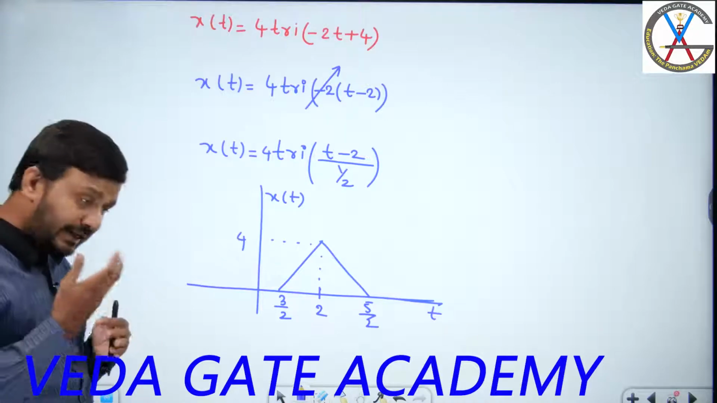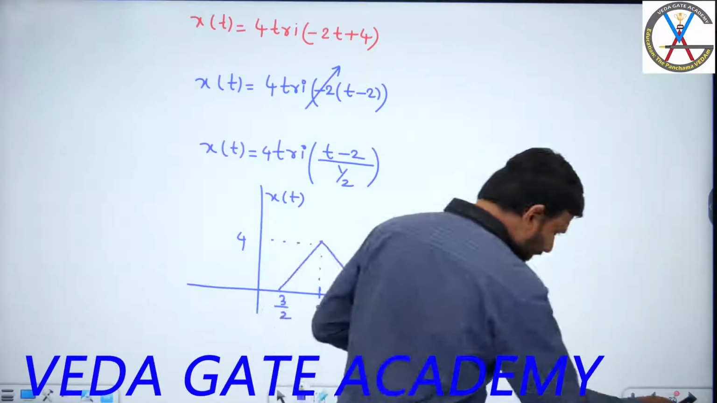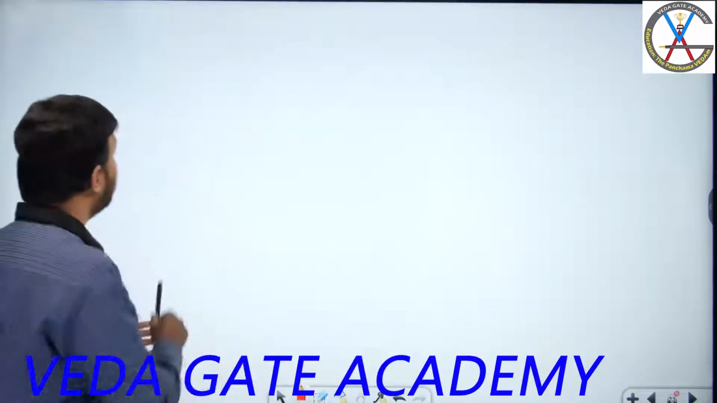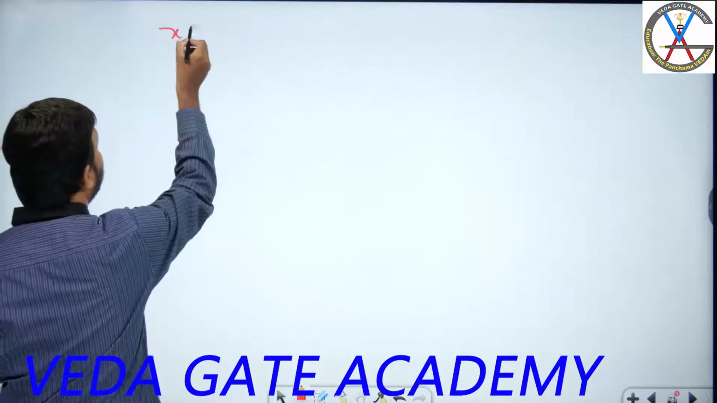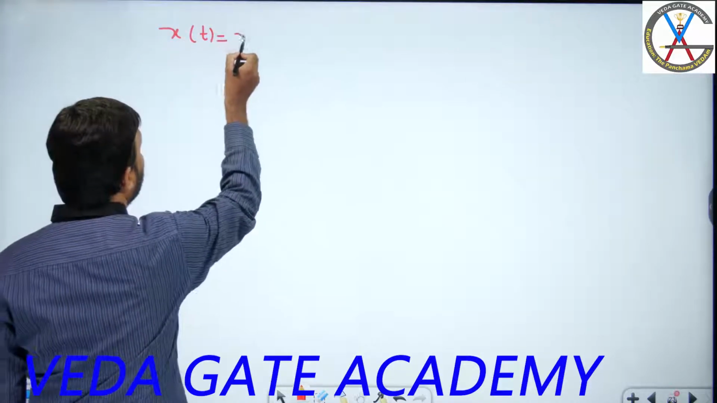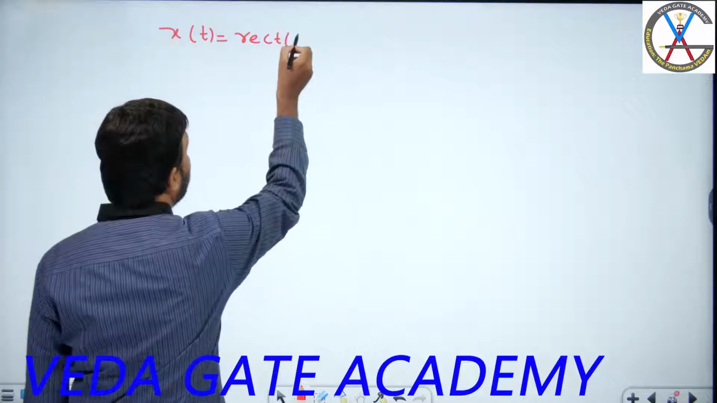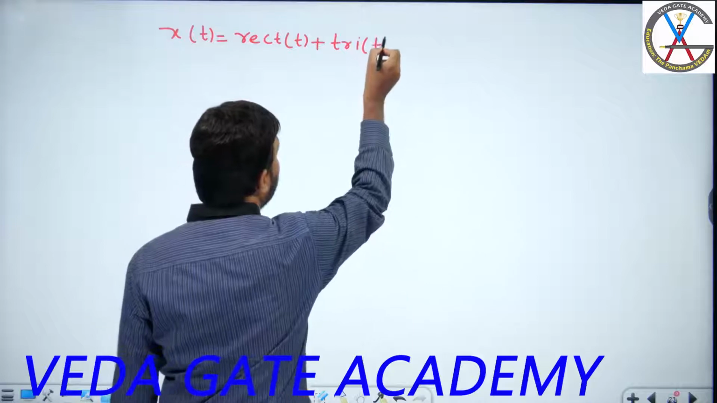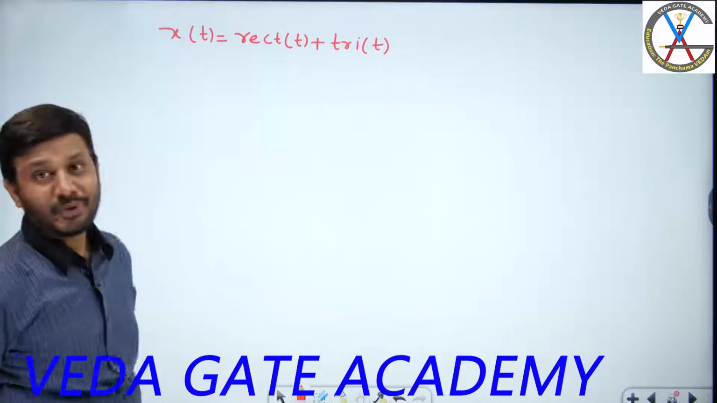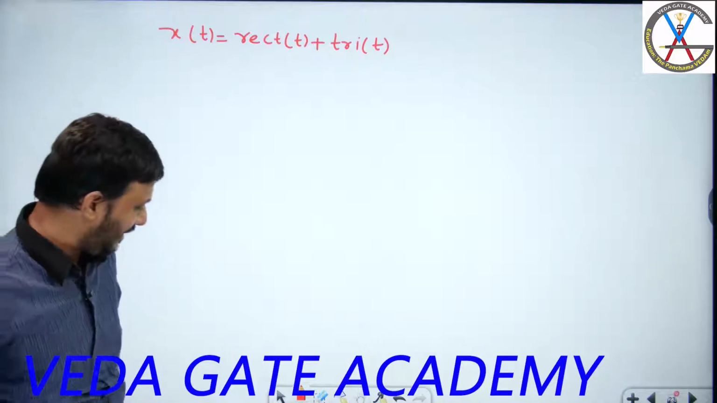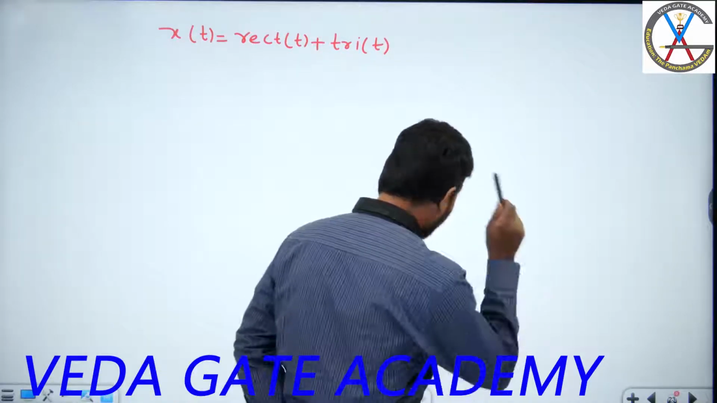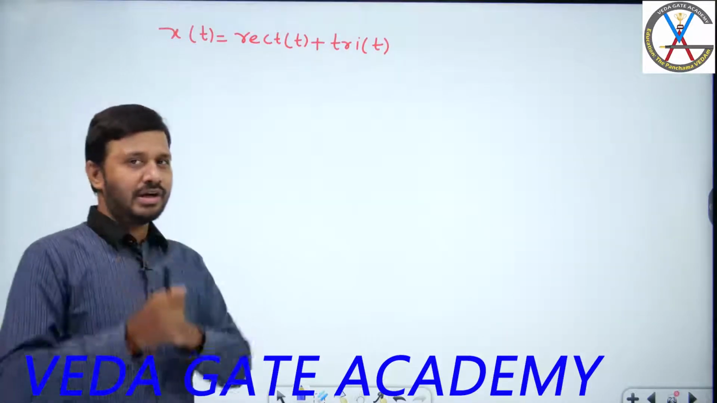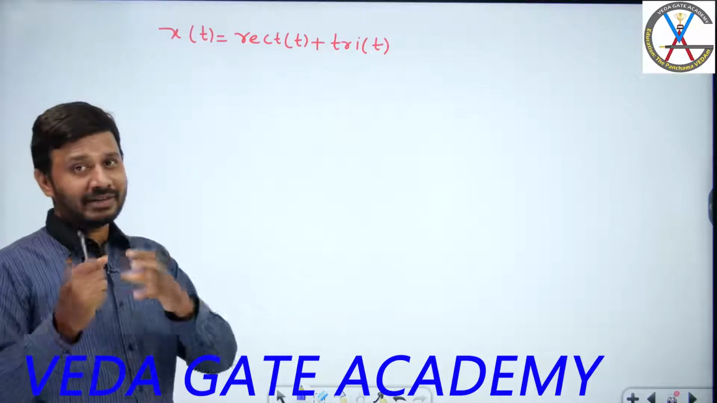Now the next part I am going to discuss is an interesting part. That is, I want the shape of the signal x(t) is equal to rect(t) plus tri(t). How are you going to do this? This is an interesting example. Now let's perform. Before getting the shape of the signal x(t), you must know the shape of rect(t) and the shape of tri(t).